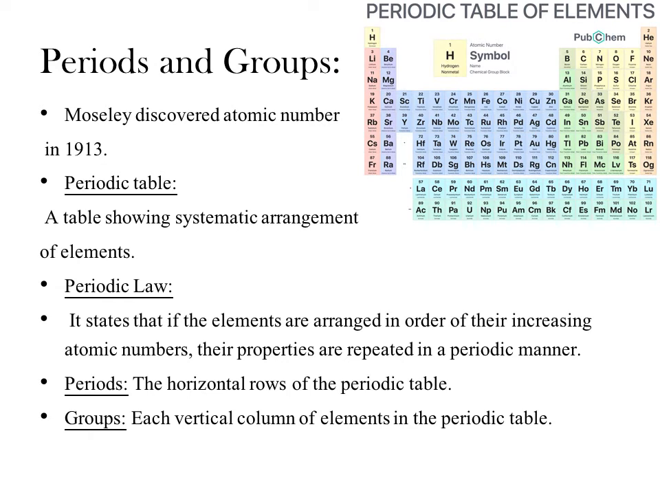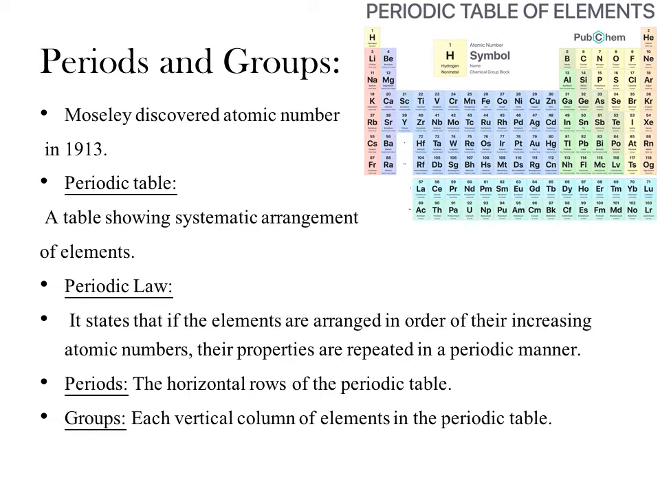After the discovery of the atomic number in 1913 by Moseley, the elements were arranged in order of their increasing atomic number. Their properties are repeated in a periodic manner. This is called the periodic law, and a table showing the systematic arrangement of elements based on the periodic law is called the periodic table. Now students, we are discussing the periodic table in detail.